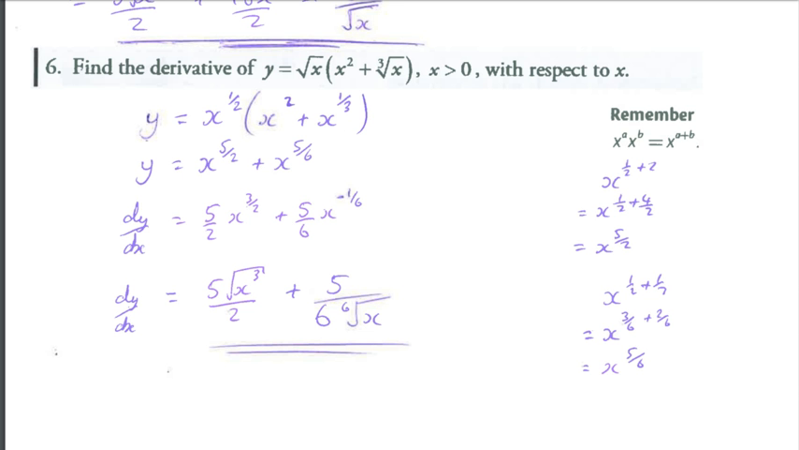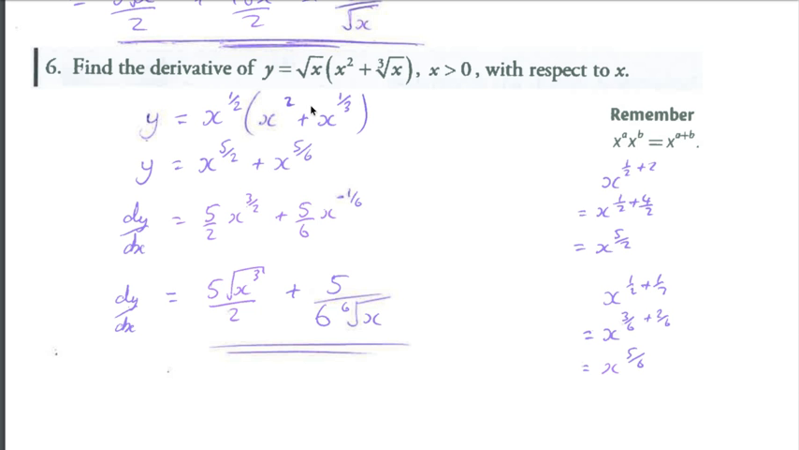Then we need to multiply through, so x to the half multiplied by x squared. Remember, if we're doing x to the a multiplied by x to the b, we do x to the a plus b. So that'll be x to the 1/2 plus 2, which is x to the half plus 4/2, which is x to the 5/2.